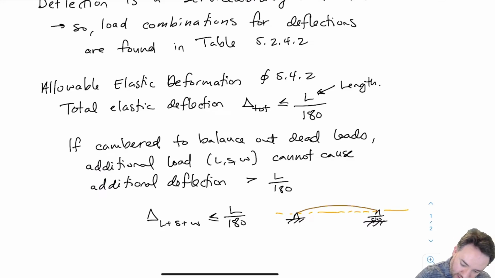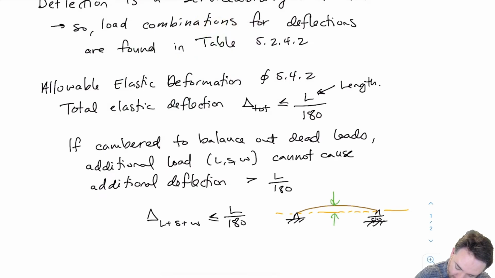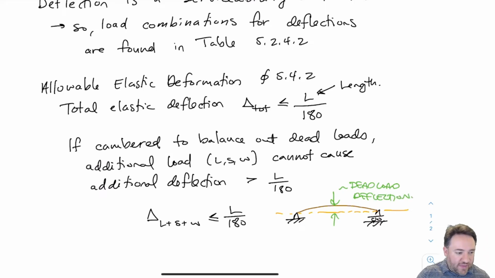So we camber it up here by approximately whatever my dead load deflection is going to be. And then that means, under the dead load, it's going to basically go back to straight. And then I can use this L over 180.